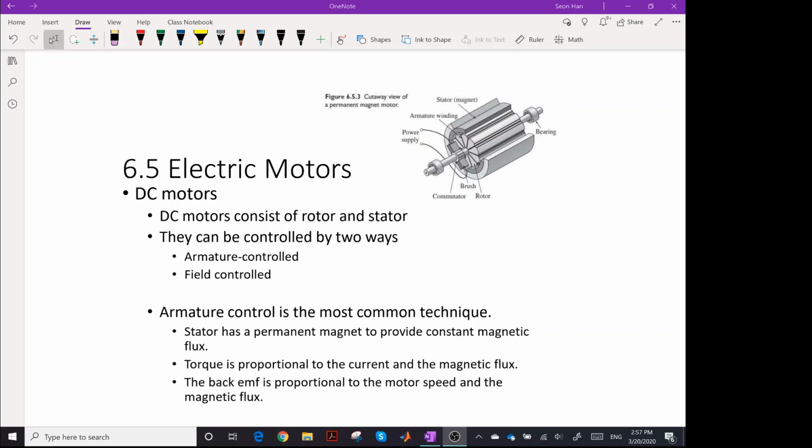Okay, this is the last topic in chapter 6, and it's about electric motors. And we're going to study DC motors. In particular, we'll be studying armature controlled DC motors.